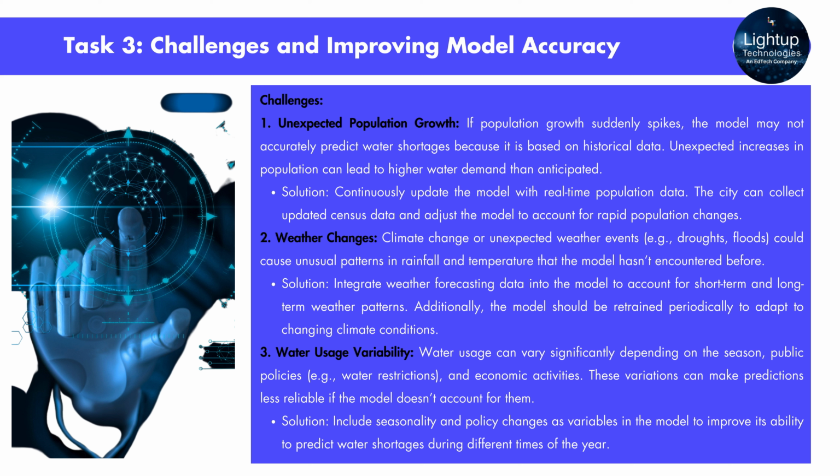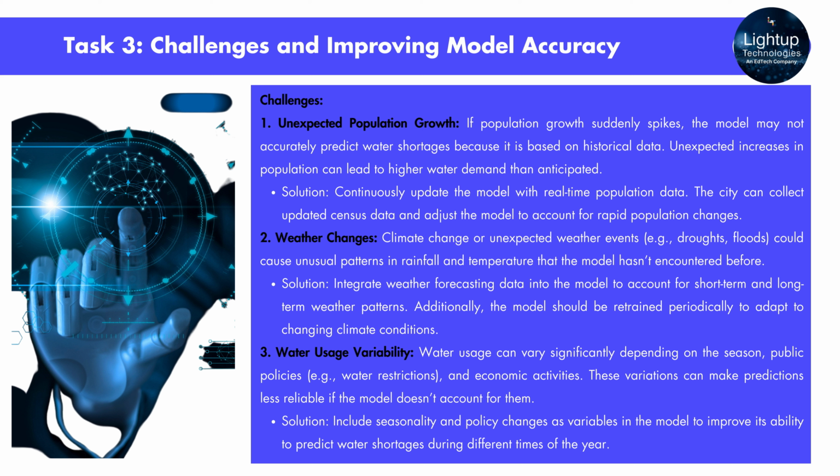Weather changes, climate change, or unexpected weather events, for example droughts and floods, could cause unusual patterns in rainfall and temperature that the model hasn't encountered before. Solution. Integrate weather forecasting data into the model to account for short-term and long-term weather patterns. Additionally, the model should be retrained periodically to adapt to changing climate conditions.